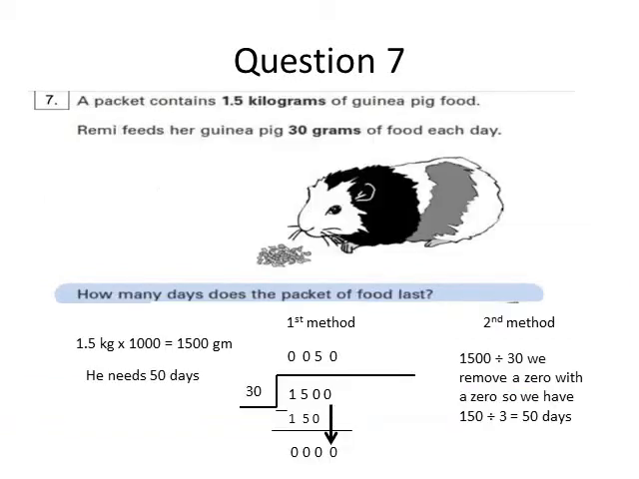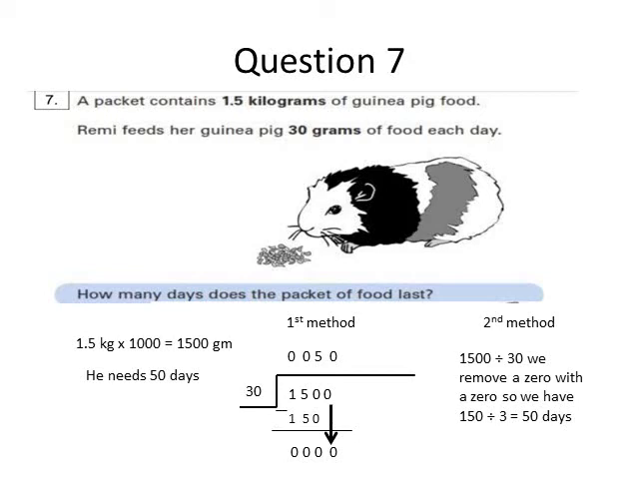Here in question number 7, it said a packet contains 1.5 kilograms of guinea pig food. Remy feeds her guinea pig 30 grams of food each day. The question here: how many days does the packet of food last? So here I'm dividing the total amount of the packet, which is 1.5 kilograms, by the 30 grams every day that the guinea pig will eat. I cannot divide kilograms by grams actually. I have to change the kilograms into grams. Do you remember how? Yes, I will multiply by 1000. So 1.5 kilograms times 1000 equals 1500 grams.